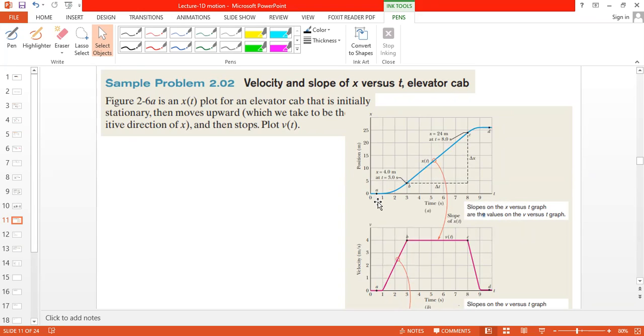Can anyone tell me? This is a horizontal line here, and a horizontal line has slope 0. So velocity in this range is 0, and after that you see the position is changing. Position changing means velocity is increasing here. So its velocity is increasing here.